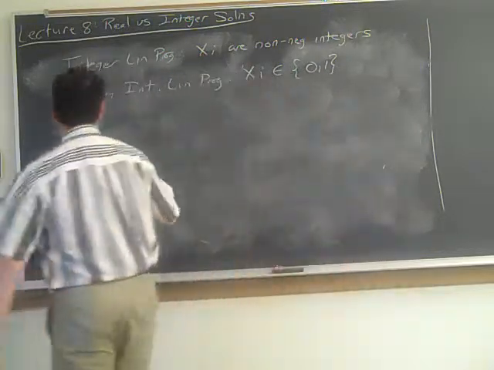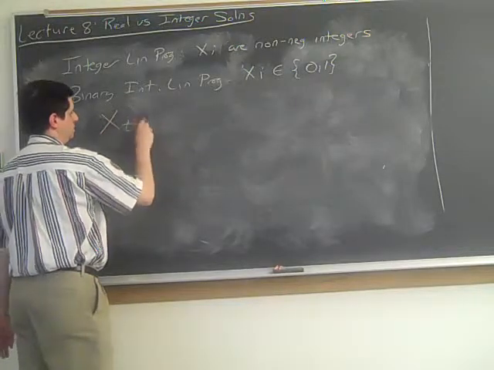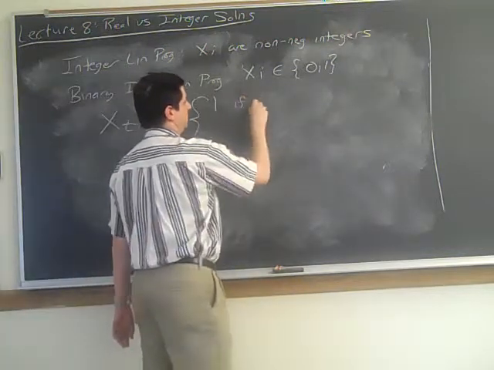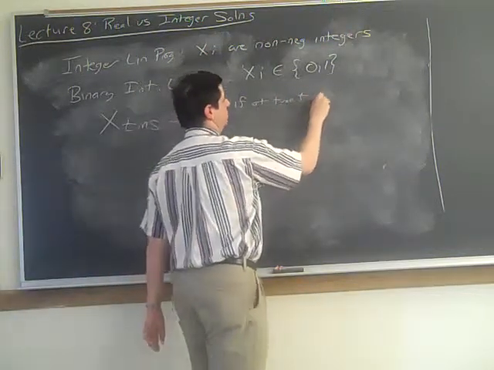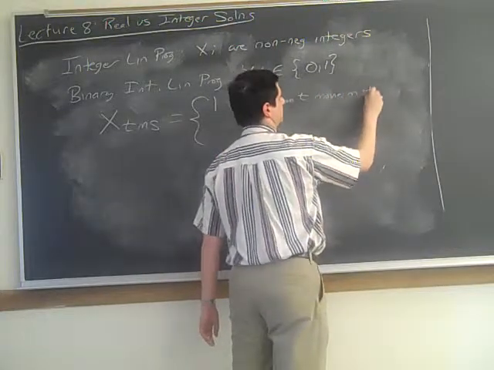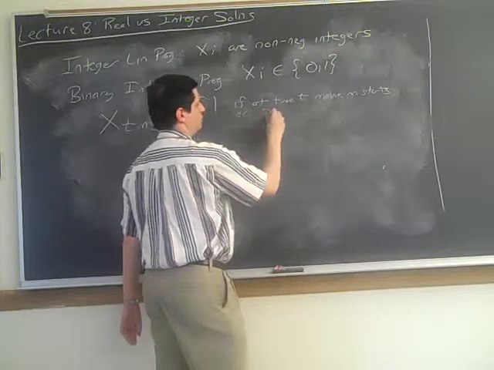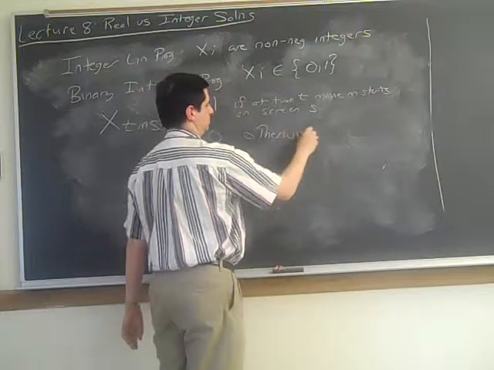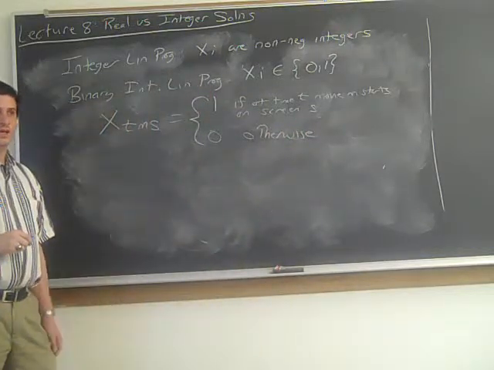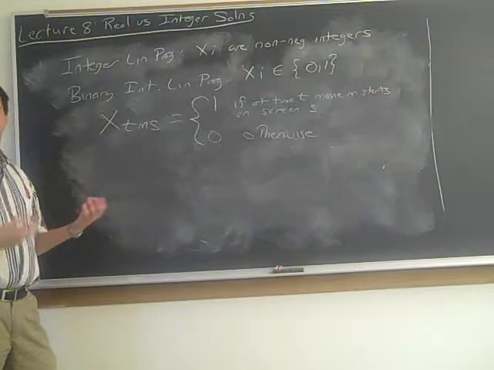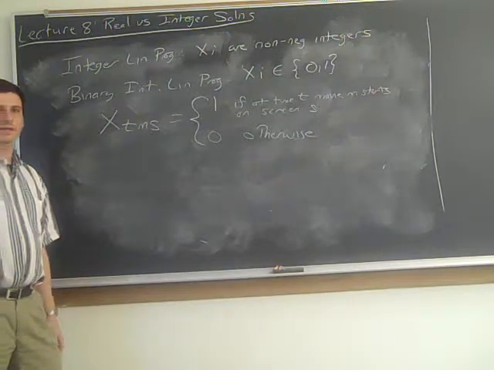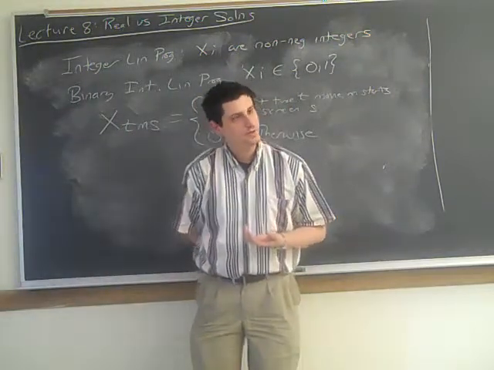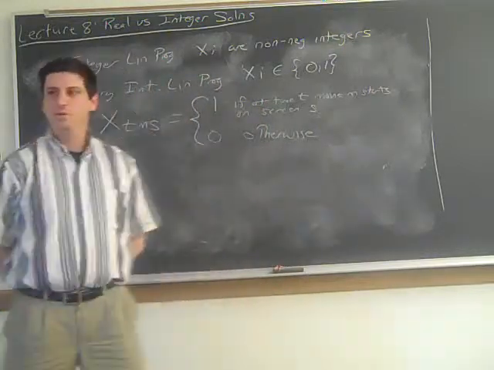So in the classic example, x_{t,m,s} is going to be 1 if at time t movie m starts on screen s, and 0 otherwise. And now I can basically write everything about the movie theater in terms of these variables. What would be the corresponding variable if I wanted to do airlines? What variable would I need, what subscripts?